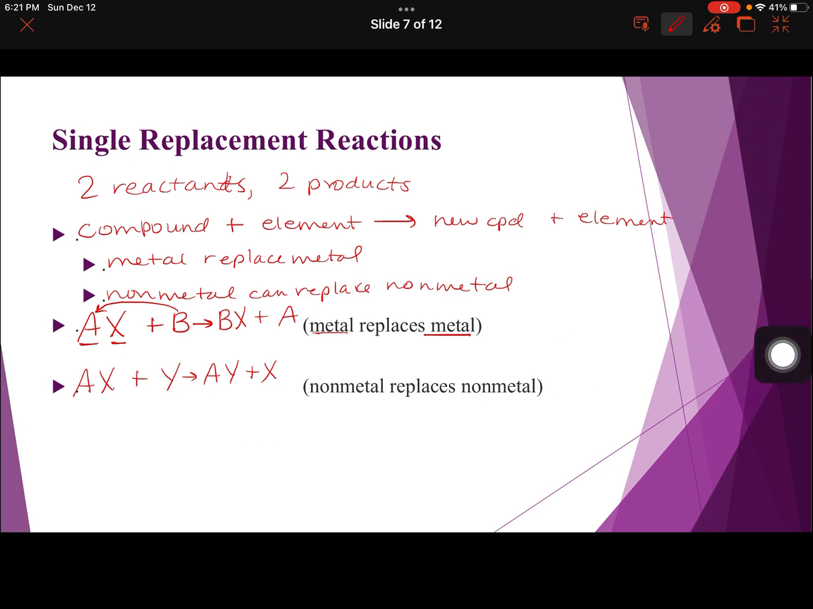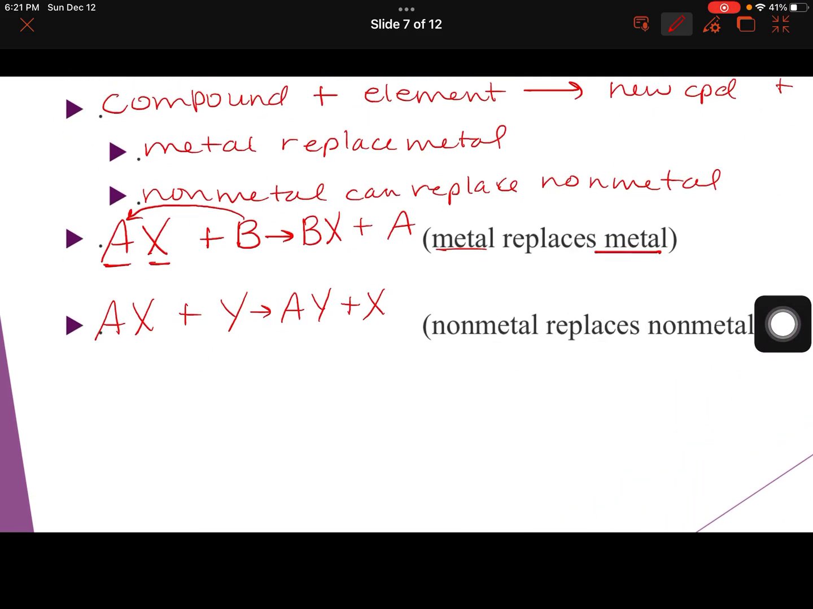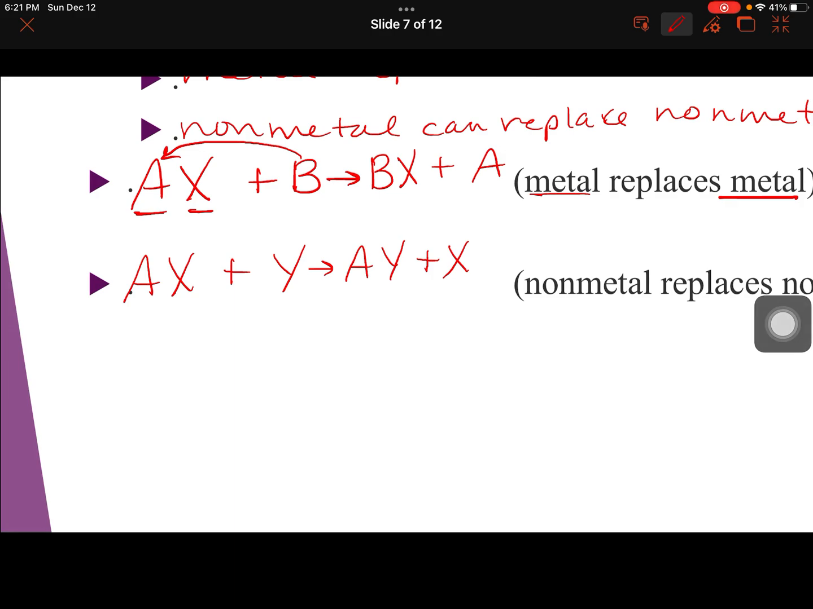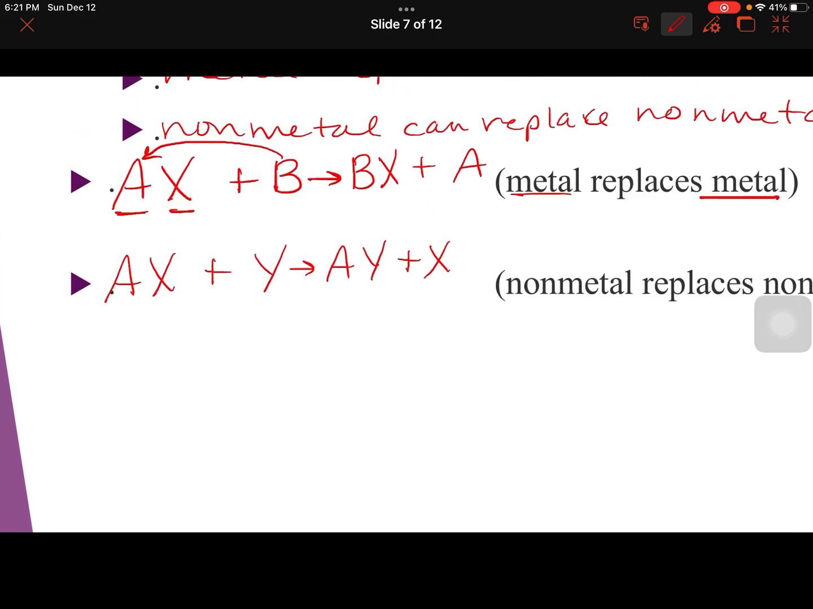I think I have this on the next slide. The replacement can only occur if the single element that's sitting there is an upgrade from the one that is there. So there's a reference table that will help you out with this. I'm not going to get too far in depth with the reference table at this point in the year, but it lists, top to bottom, more active and less active.